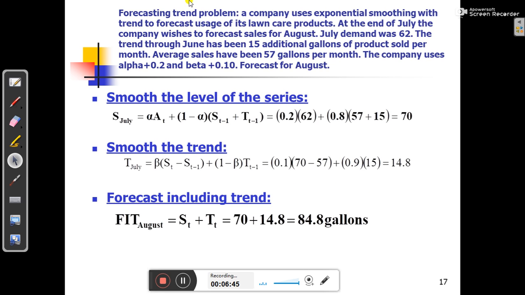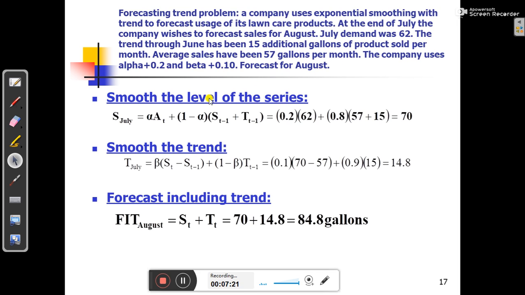So again, forecasting a trend problem. A company uses exponential smoothing with trend to forecast sales of its lawn care products. At the end of July, the company wishes to forecast sales for August. July demand was 62. The trend through June has been 15 additional gallons of product sold per month. Average sales have been 57 gallons per month. The company uses alpha 0.2 and beta 0.10.